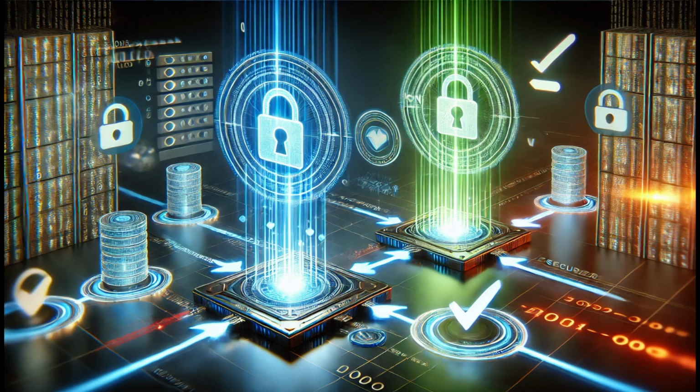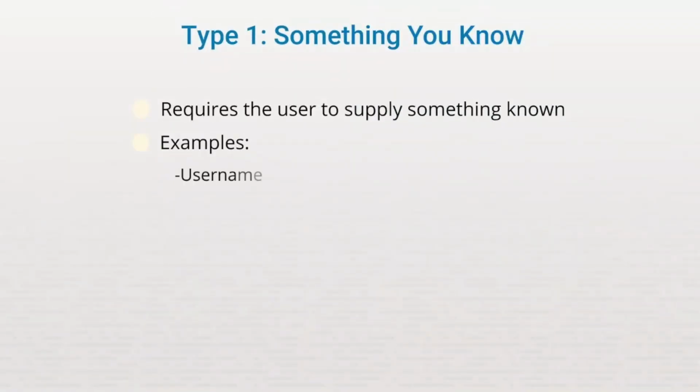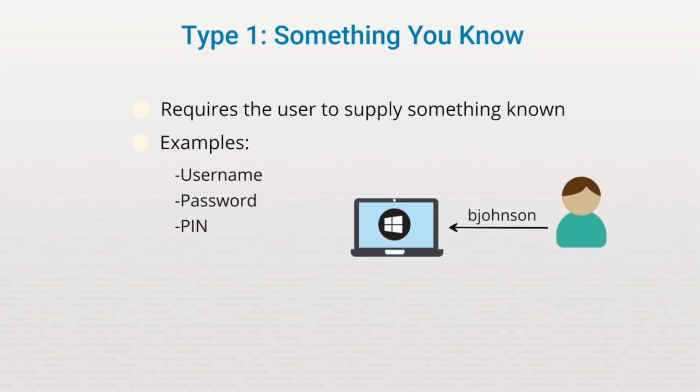Let's look at the 5 basic authentication factors. The first type of authentication requires the user to supply something known in order to authenticate. For example, the user might enter a username, a password, or a PIN number. This authentication factor is probably the most frequently used type. For example, when you log into a Windows workstation, you typically have to supply your username and password.